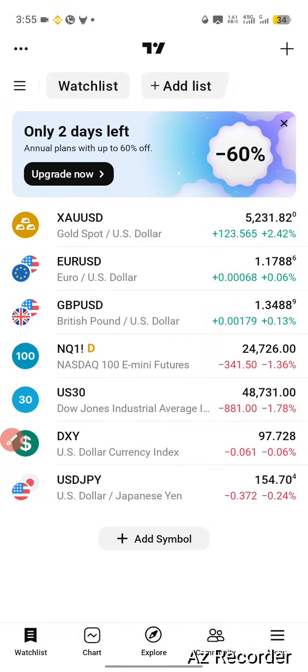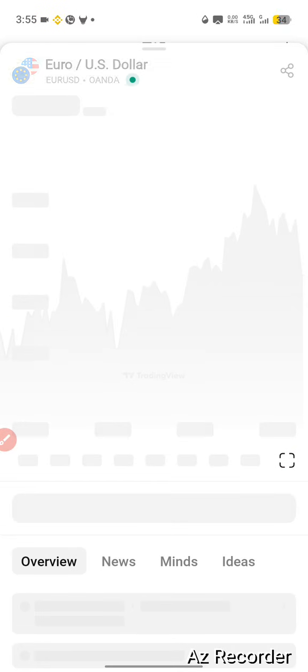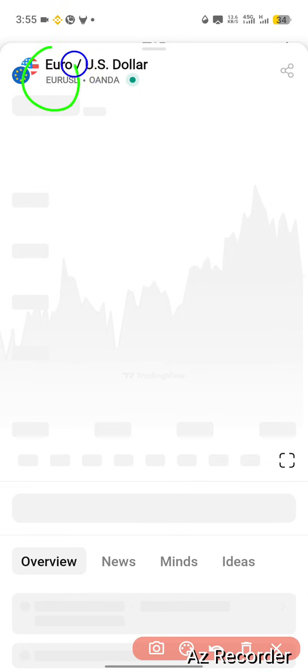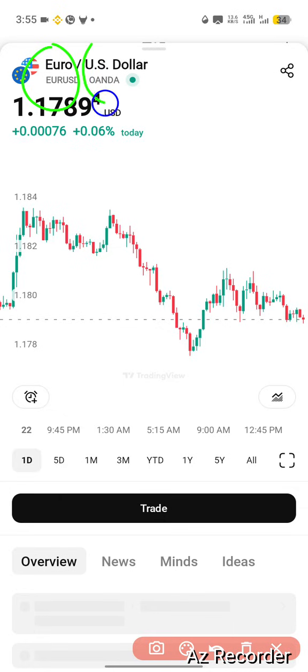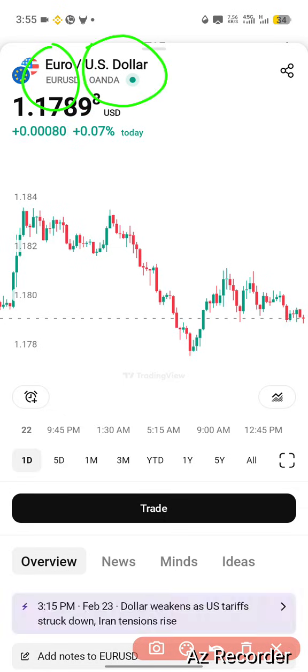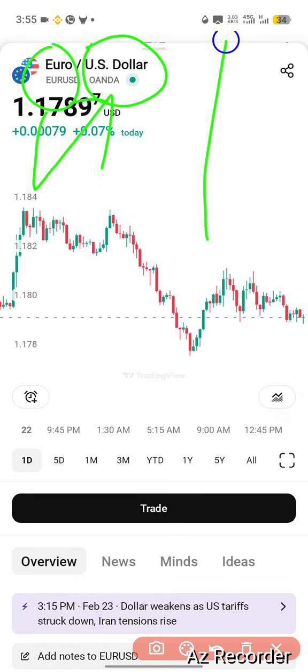We are going to be looking at the Euro USD as an example. This is the base currency, and this is the quote currency. What this means is that when you place a buy on this pair, you are basically saying that the euro will strengthen against the dollar. If that happens, the price will go up.